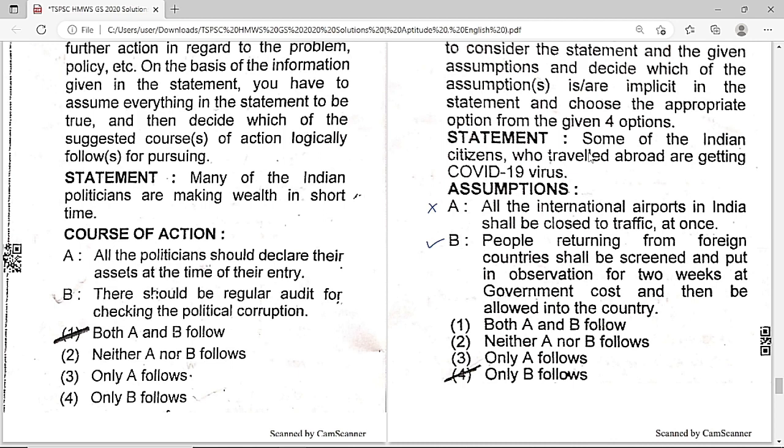So this is the only practical way of happening, and the remaining thing is not at all possible. Just by closing all the international airports in India at once, it is not at all possible. So instead of that, all the foreigners who are coming to India should first be screened and put in observation for 2 weeks at the government cost, and then they should be allowed into the country. So only B is going to get followed. So this is the correct solution of this question.